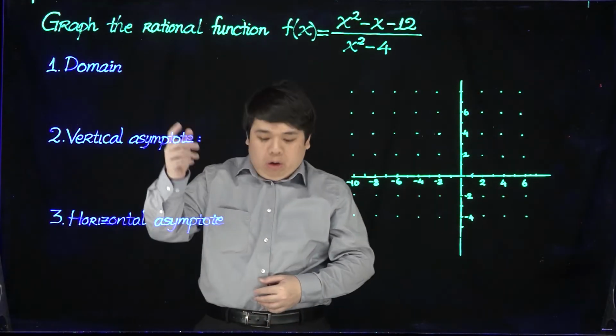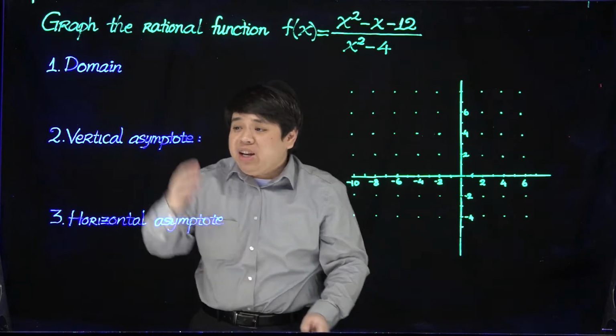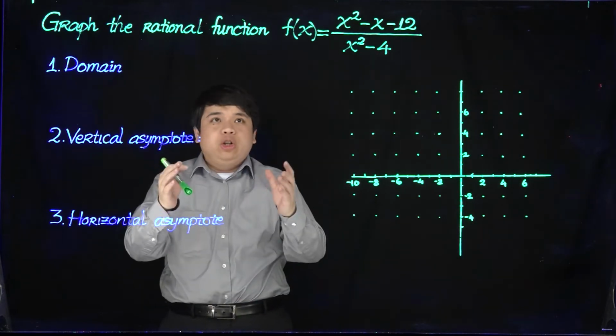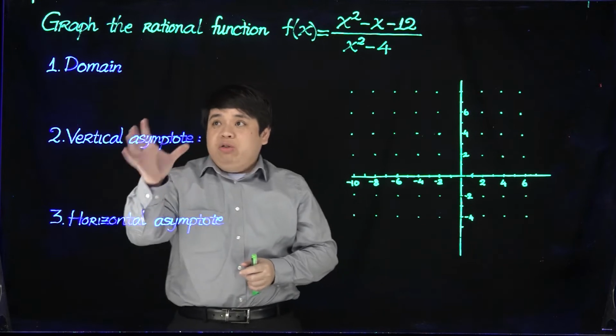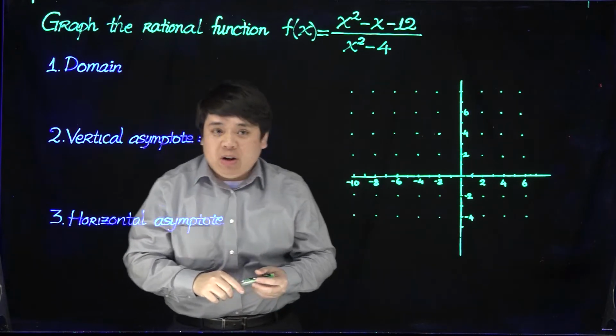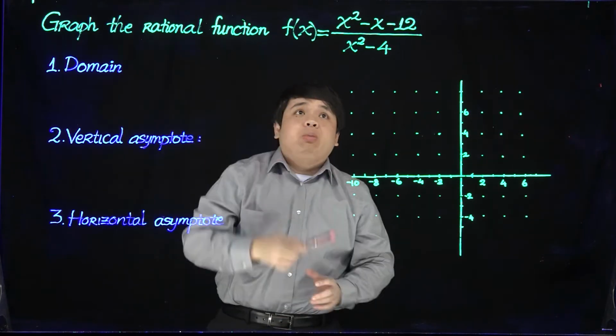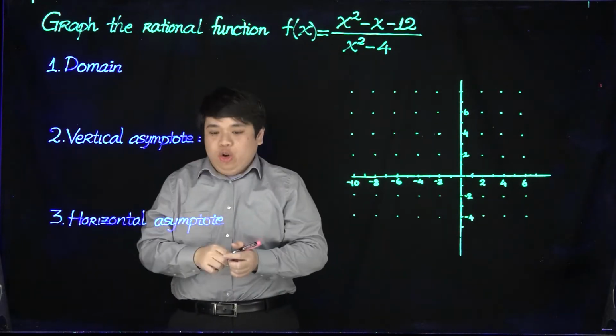We will talk about graphing a rational function. These are the first few steps in order to graph a rational function. There will be a few more, but this will be the first few steps. So first, for any rational function, we need to know the domain.